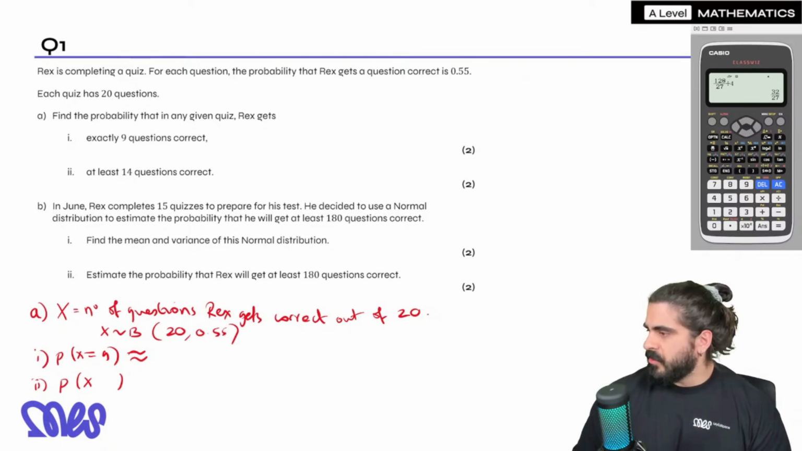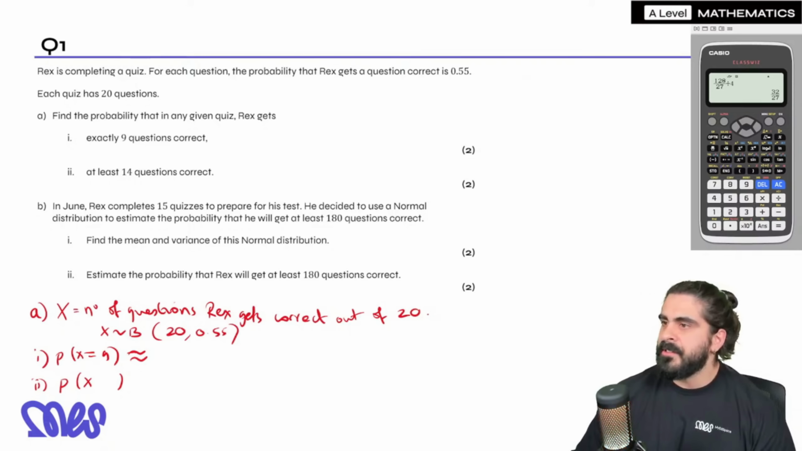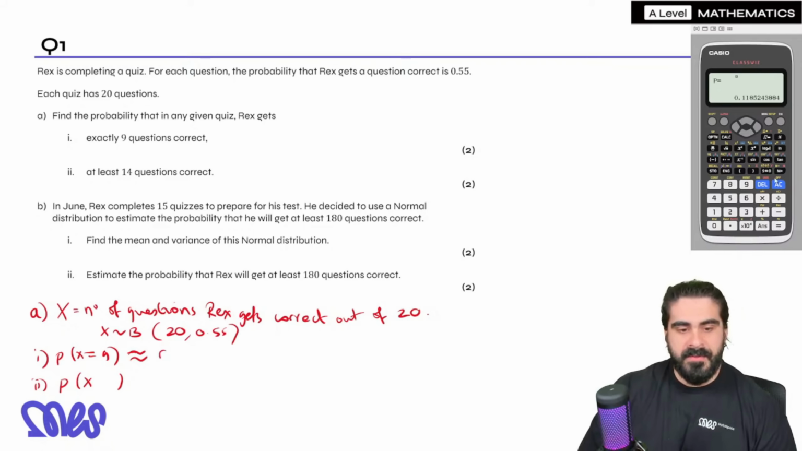All right, so on our calculator, we're going to go menu 7, binomial PD for this, variable 9, 20, 0.55. We have 0.1185.